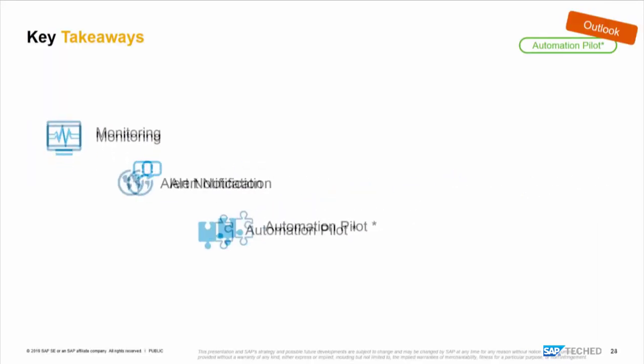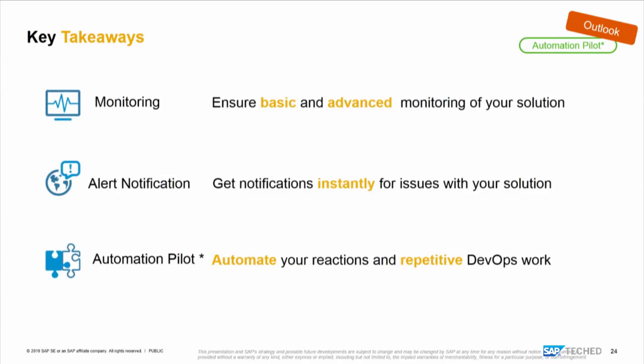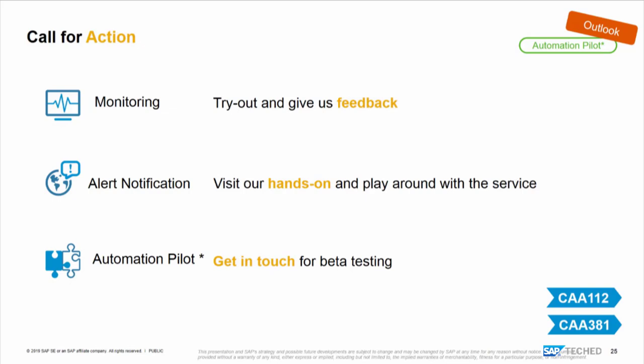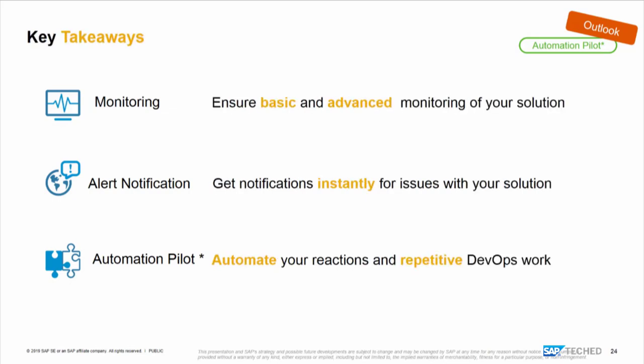If you have to remember something from this session, it is that with the monitoring service, you can ensure both basic and advanced monitoring of your solution based on SAP Cloud Platform. With the alert notification service, which is now GA, you can get notified instantly for any kinds of issues with your solution. Furthermore, you can receive those notifications via the channels you want to use, such as SAP Solution Manager, Focus Trend, Slack, Jira, whatever. And last but not least, with the brand new upcoming Automation Pilot, you can automate your reactions to alerts. You can automate boring day-to-day DevOps tasks.